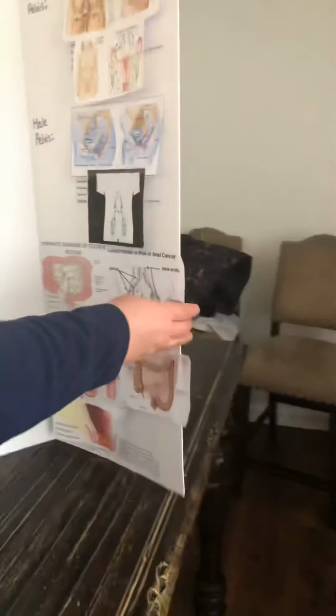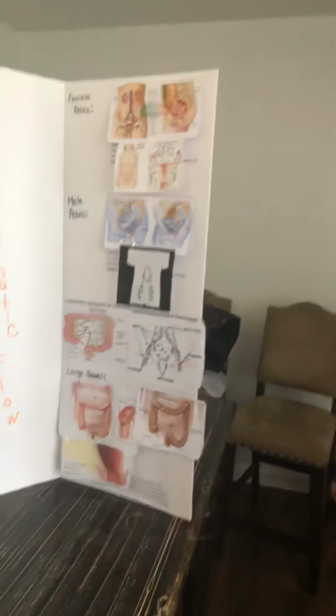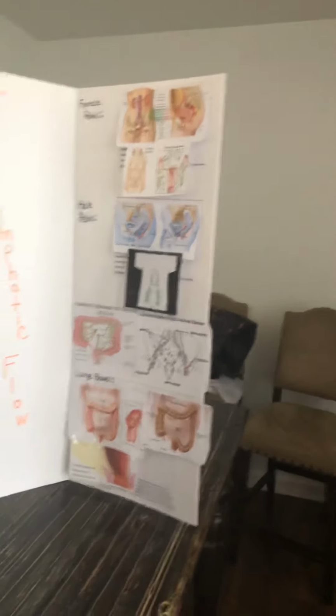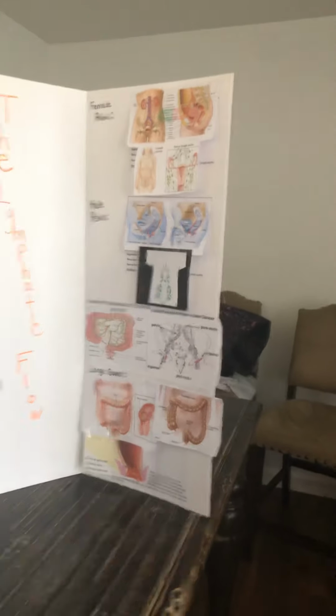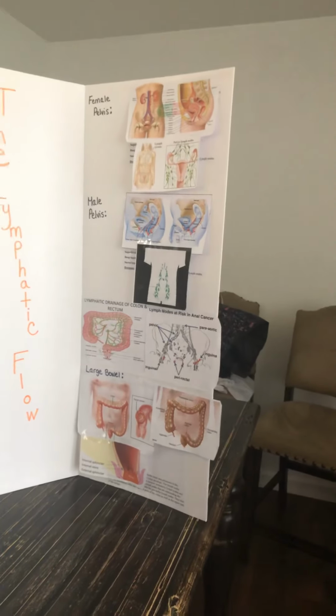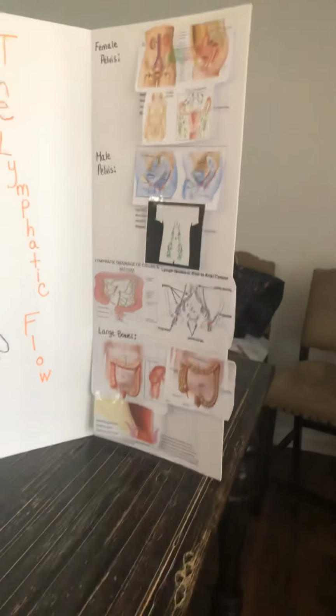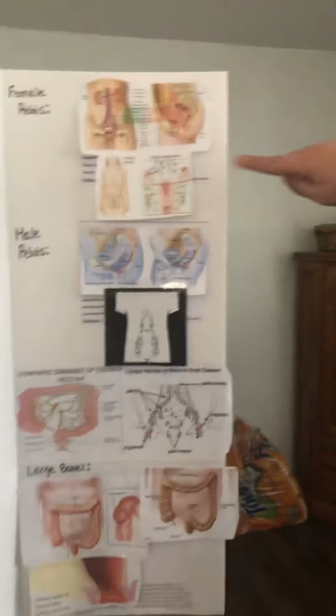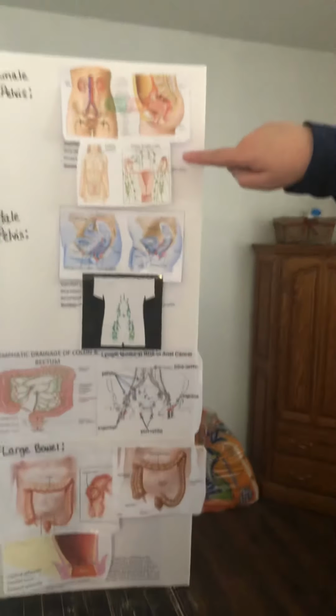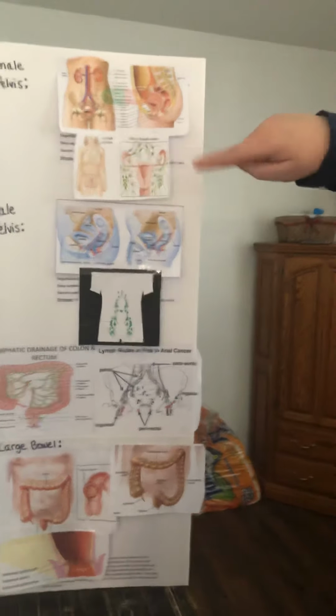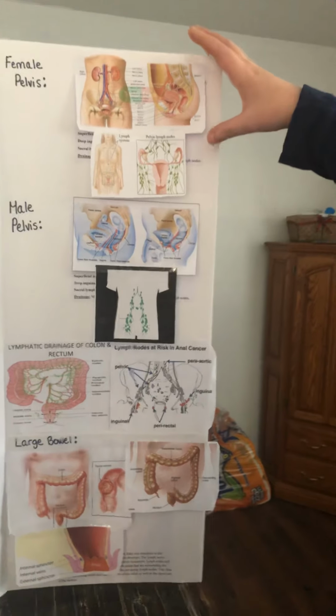Over here I have the female pelvis. I was sure to include the different organs of the female pelvis, and also over here I have a picture of the lymph nodes that the cancer could spread to if it came down to it.